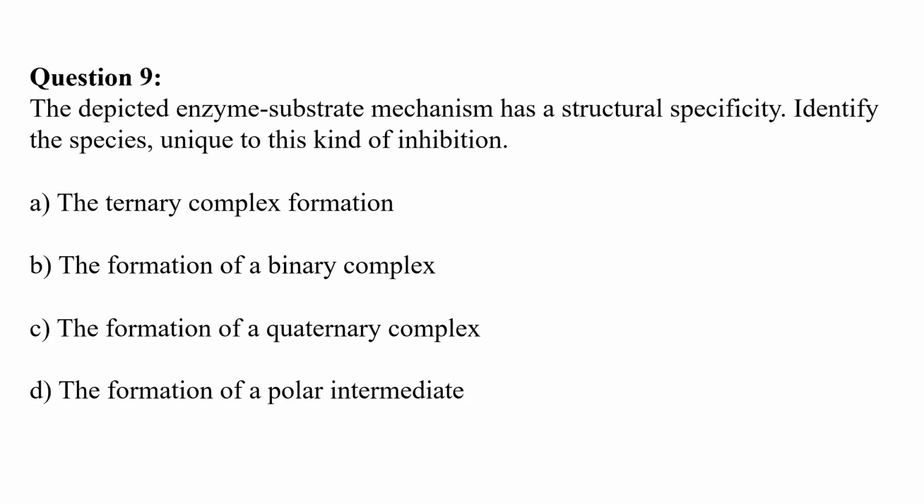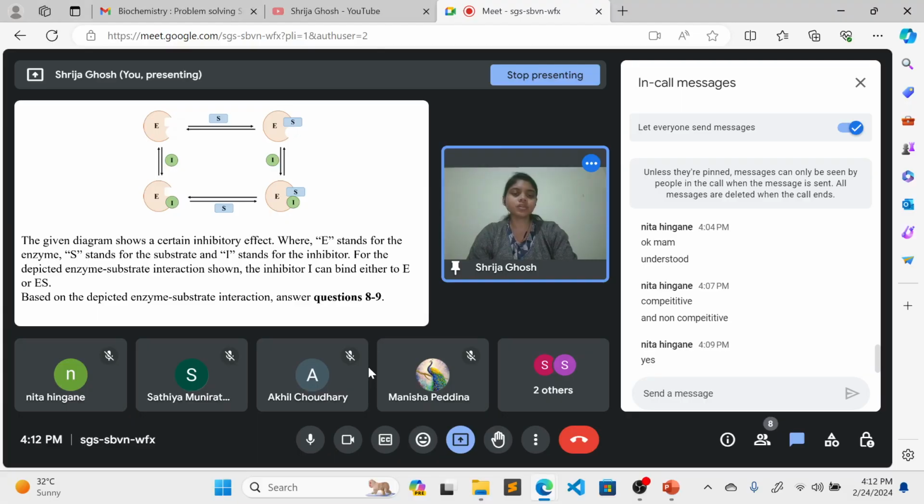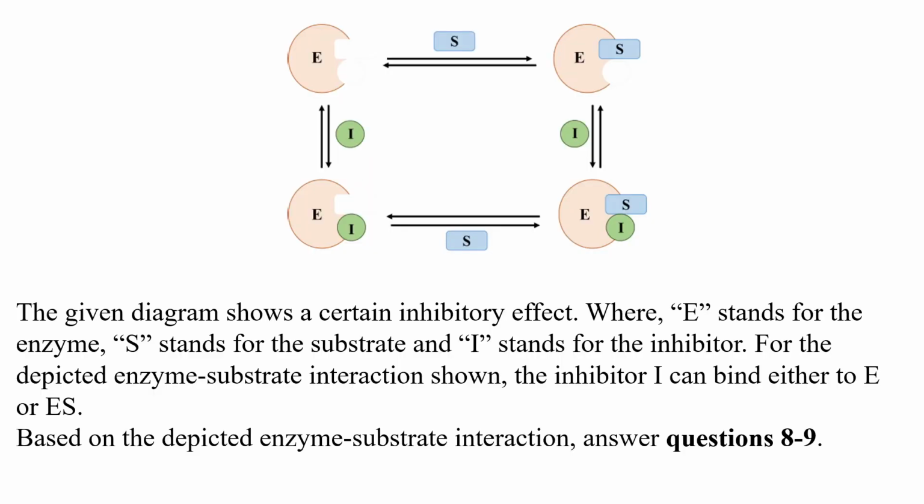Okay, so what is happening? Ternary complex formation, binary complex formation, quaternary complex formation, or a polar intermediate formation? What is happening here? Yes, ternary complex formation. Very good. What do you mean by ternary complex? It means basically three different units combining together. Binary means two units. Quaternary means four units. So here a special ternary complex formation happens.